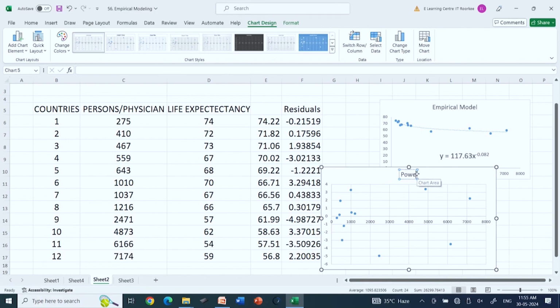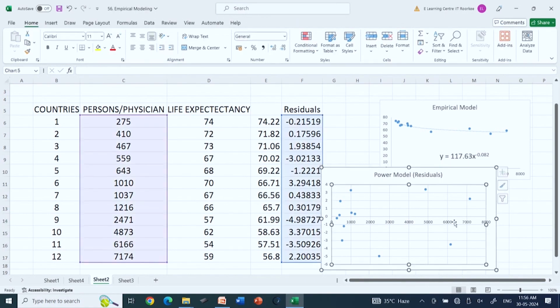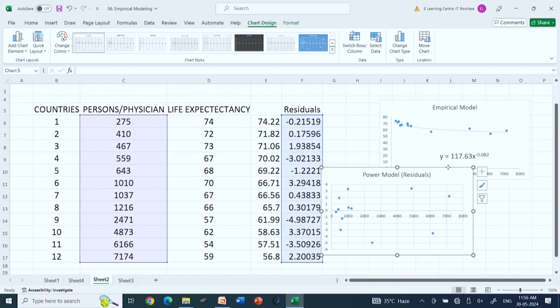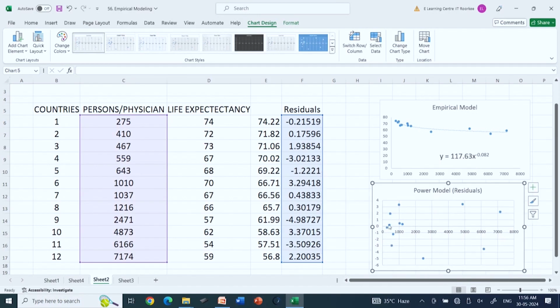So, power model residuals. So this is the line y equal to 0 here, and you can see this is 1, 2, 3, 4. Again 1, 2, 3, 4. So 4 on the one side of y equal to 0, 4 on the other side.